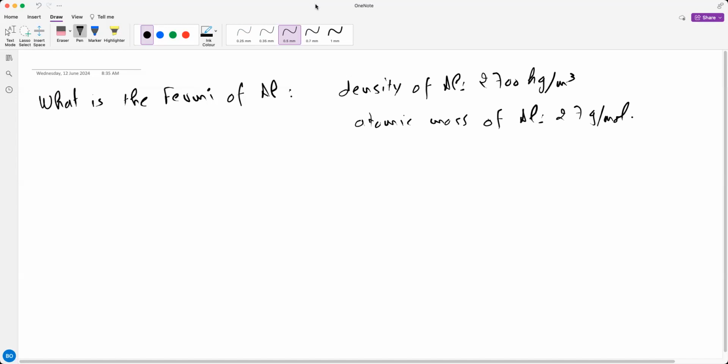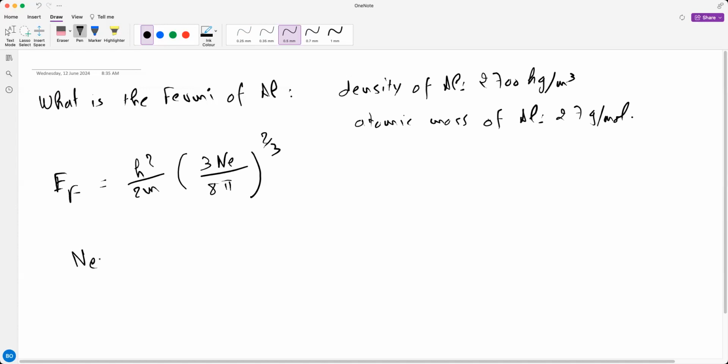Any idea how to calculate the Fermi level? Well, look, we just derived a formula for the Fermi level that is h squared over 2m, times 3 Ne over 8 pi, to the power of 2/3. This is the Fermi level. So all we have to do now is to calculate the density of free electrons. So if you remember, we calculated this in the first chapter, right?